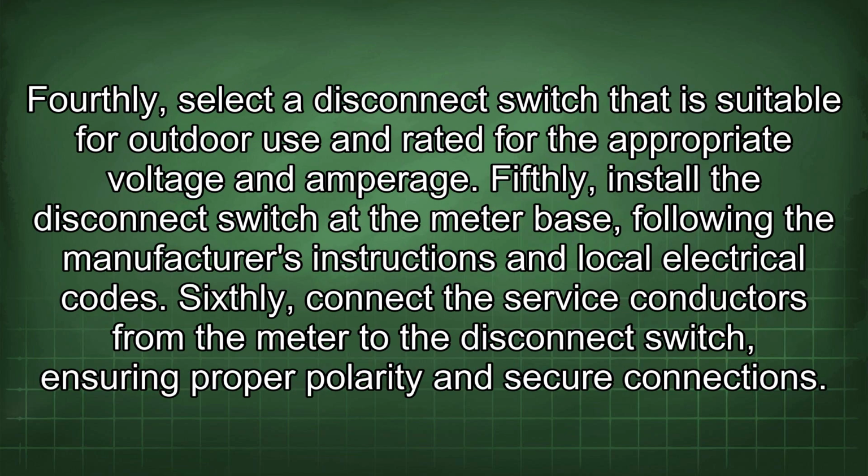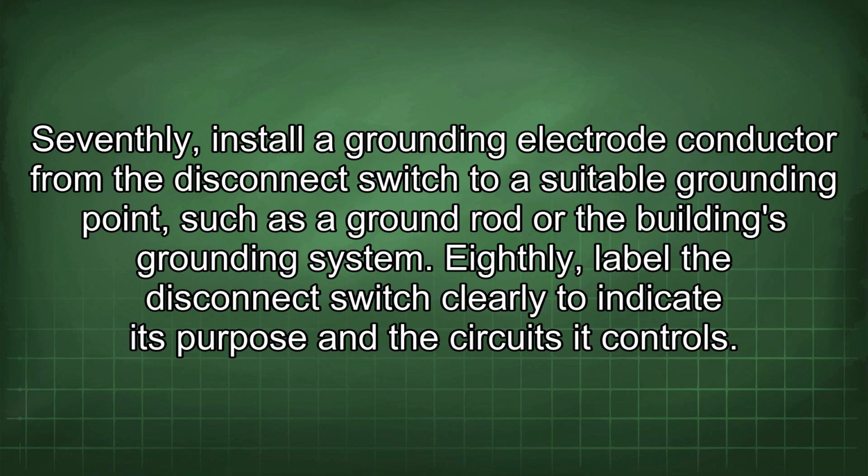Fourthly, select a disconnect switch that is suitable for outdoor use and rated for the appropriate voltage and amperage. Fifthly, install the disconnect switch at the meter base, following the manufacturer's instructions and local electrical codes. Sixthly, connect the service conductors from the meter to the disconnect switch, ensuring proper polarity and secure connections. Seventhly, install a grounding electrode conductor from the disconnect switch to a suitable grounding point, such as a ground rod or the building's grounding system. Eighthly, label the disconnect switch clearly to indicate its purpose and the circuits it controls.